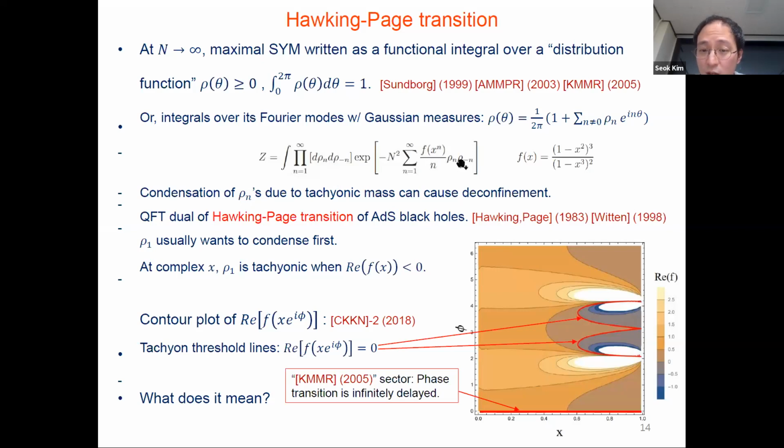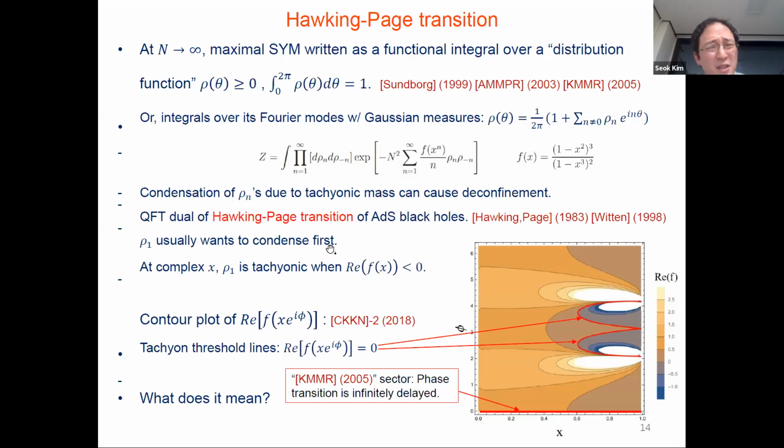It wants to condense. If this condenses, its free energy is going to be macroscopic and proportional to N squared. And so that will be the free energy of the large black holes in AdS. And the Hawking-Page transition has happened. In field theory language, this is a deconfinement phase transition, and this is supposed to be the field theory description of the Hawking-Page transition. And in the old story of the ordinary partition function, not the index, the tachyonic condensation of any of these modes is directly related to the deconfinement transition. And normally it turns out to be the first Fourier mode which first wants to condense.